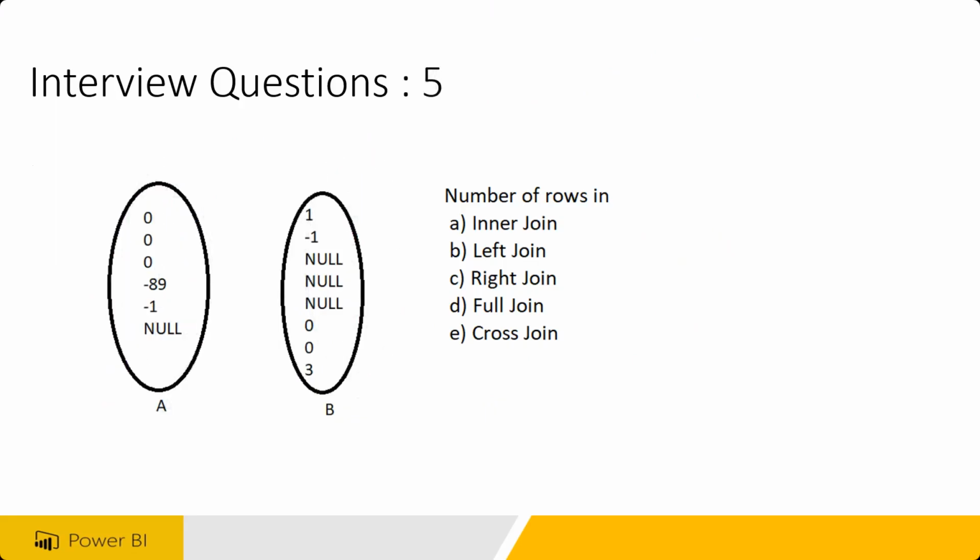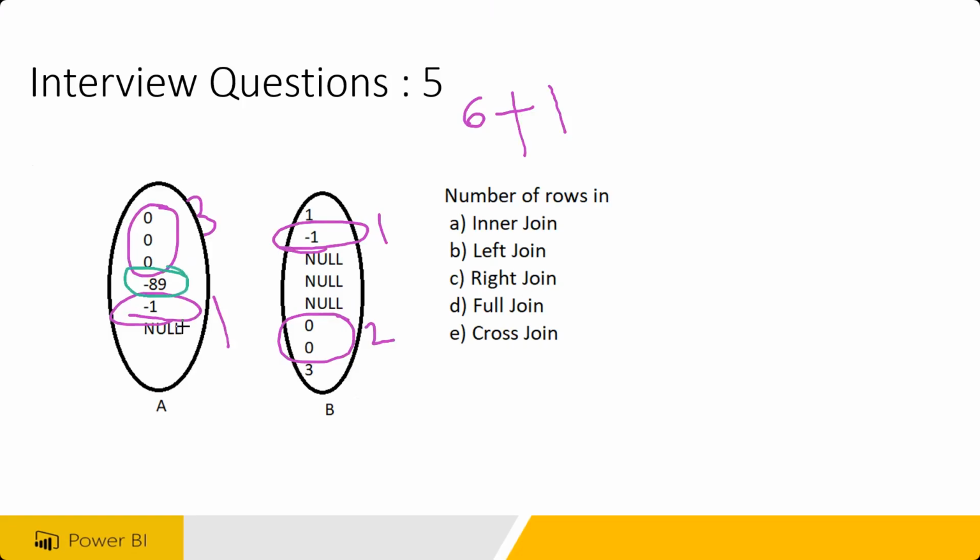The next question is the fifth one: 0, 0, 0, minus 89, minus 1, null, and 1, minus 1, null, null, null, 0, 0, 3. Let me tell you matching data. The zeros are repeated 3 times in one table and 2 times in the other, so 3 into 2, 6 rows you will be able to get. Now, minus 89, you don't have it here. Minus 1 is there only 1 time in each, so 1 into 1, only 1. And you don't have any other matching data. So this is unmatched data, this is unmatched data, so 2 unmatched rows.